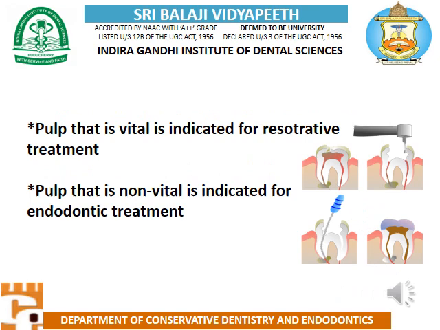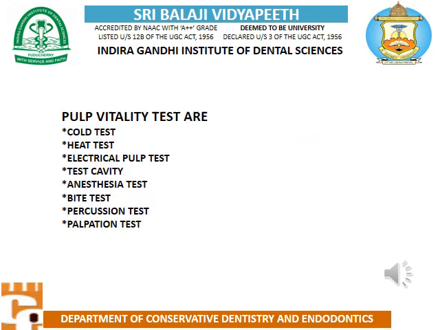Pulp that is vital is indicated for restorative treatment. Pulp that is non-vital is indicated for endodontic treatment. Pulp vitality tests are cold test, heat test, electrical pulp test, test cavity, anesthesia test, bite test, percussion test, palpation test.